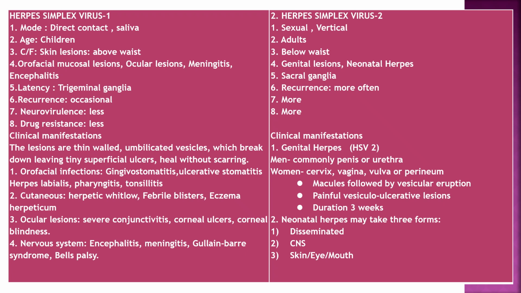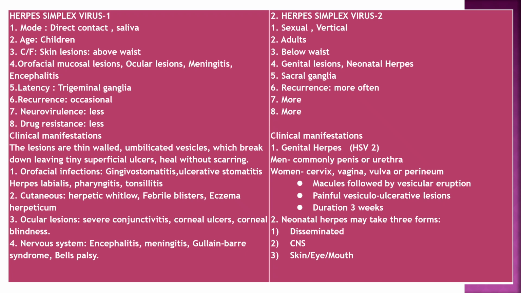The latency in herpes 1 is in the trigeminal ganglia, in herpes 2 the sacral ganglia. Recurrence is occasional in herpes 1; in herpes 2, recurrence is more frequent. Neurovirulence is less and drug resistance is less in herpes 1. In herpes 2, it is more.